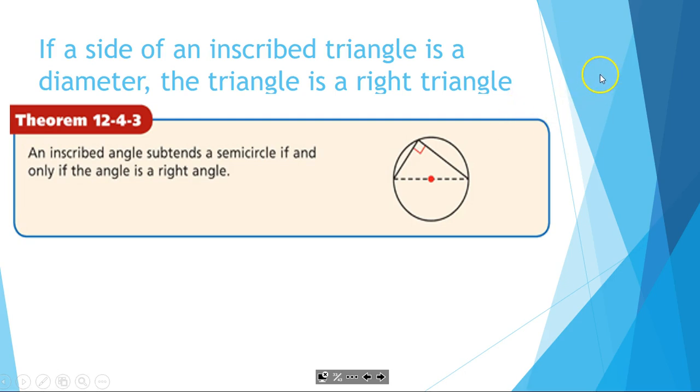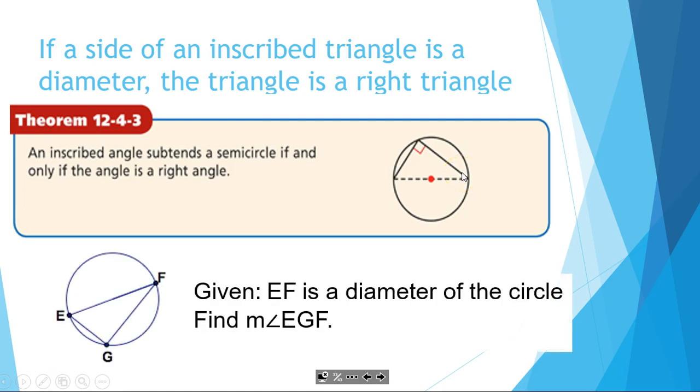This one says if a side of an inscribed triangle is a diameter, the triangle is a right triangle. So on this one, we notice again that this arc right here is 180 degrees. And that means that this inscribed angle has to be half of that. So it's going to be 90. So just remember that if we have an inscribed triangle and one of its sides is a diameter, then it is a right triangle.